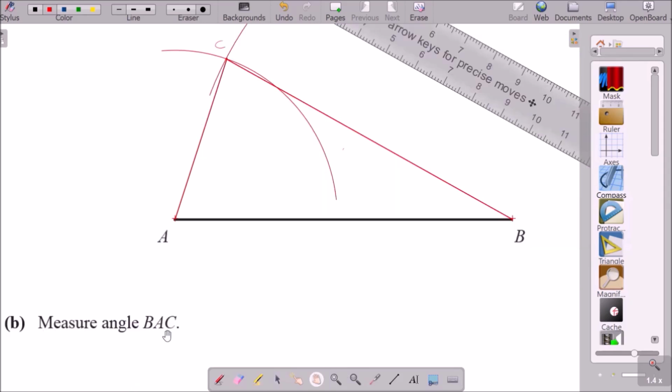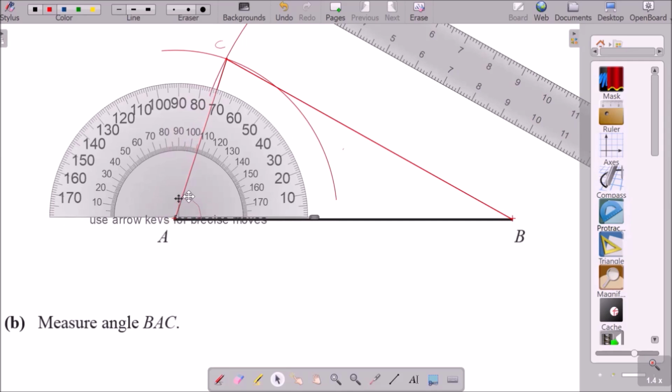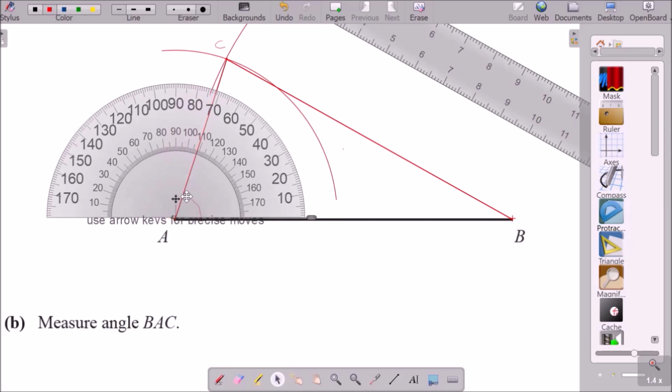B, measure angle BAC. Which angle is BAC? BAC. So it's this angle we have to measure. To measure an angle, we use a protractor. So always carry your math set when you are going to the exams for paper 1 and paper 2, whether it's O-level, Cambridge or ZIMSEC or any other syllabus.